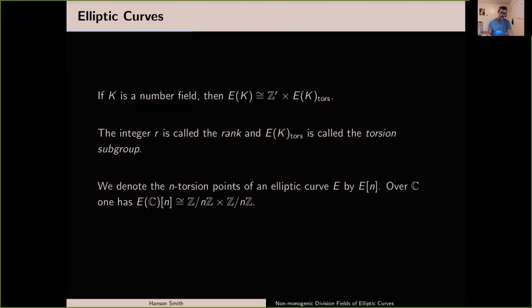I can denote the n-torsion points on my elliptic curve by E[n], and over the complex numbers, my n-torsion looks like Z mod nZ cross Z mod nZ. But of course, over a number field, it might not look like that. It might not be that big.